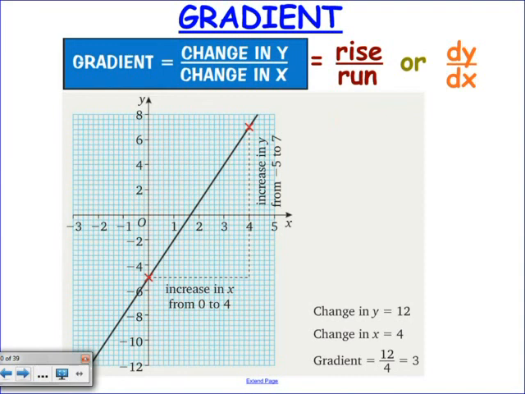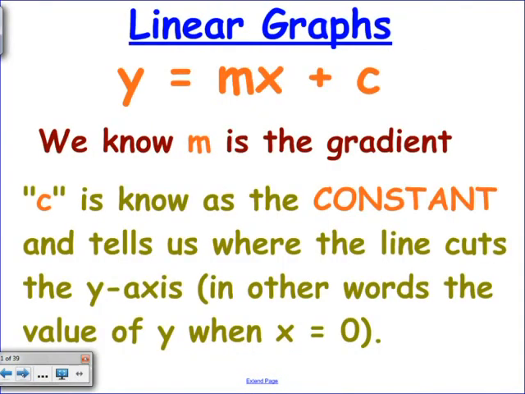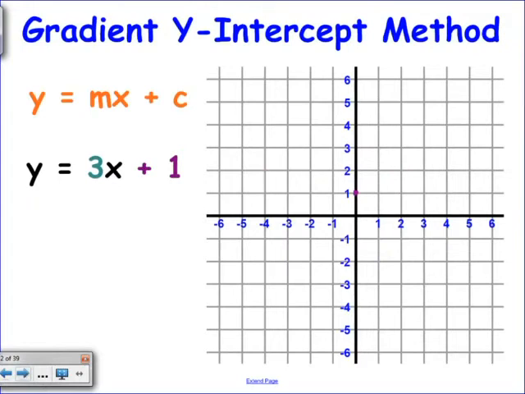In order to plot graphs using the gradient y-intercept method, you need to understand that this equation here applies to all straight line graphs, where m is the gradient and plus c is what we call the y-intercept. So when you plot a graph using the gradient y-intercept method, all you need to do is work from your y-intercept. So plus 1 tells me where it cuts the y-axis. It cuts the y-axis there. 3 tells me the gradient.